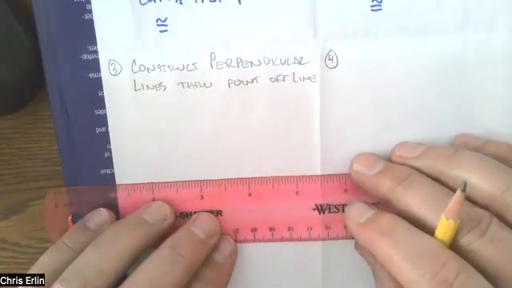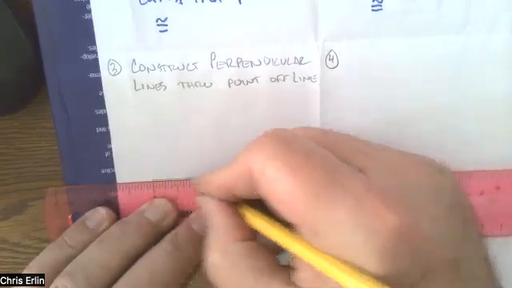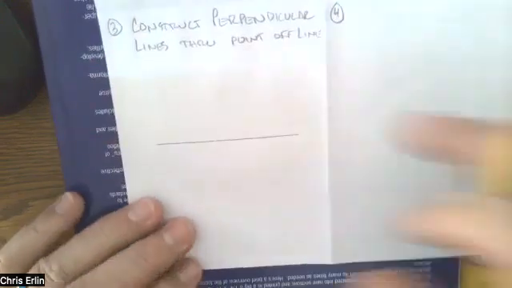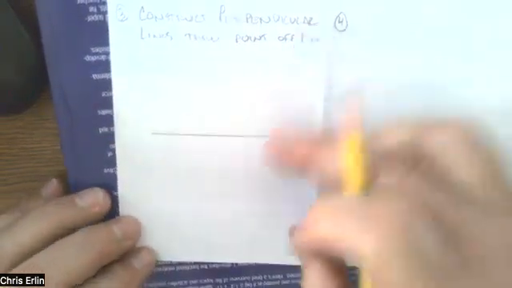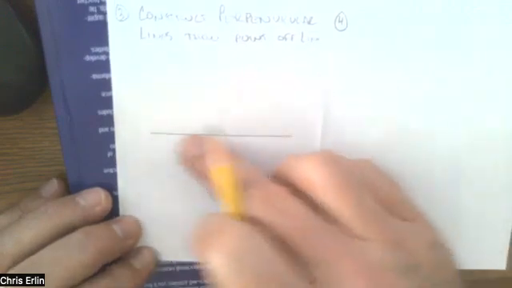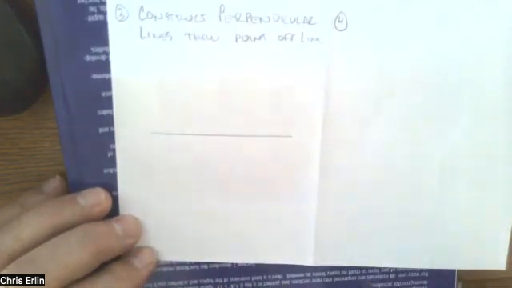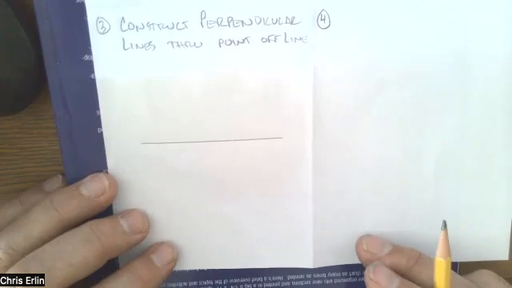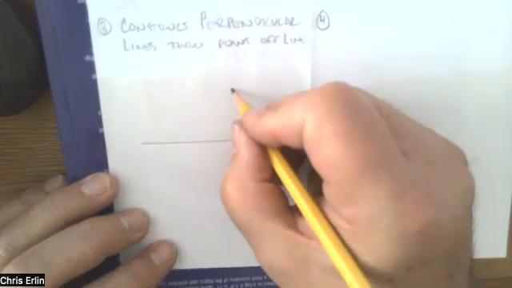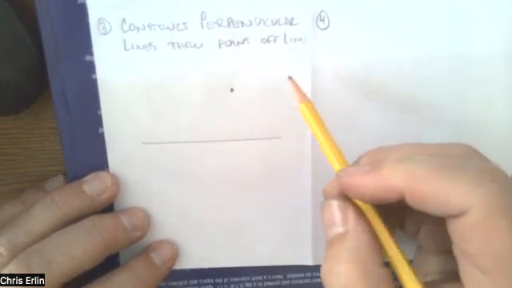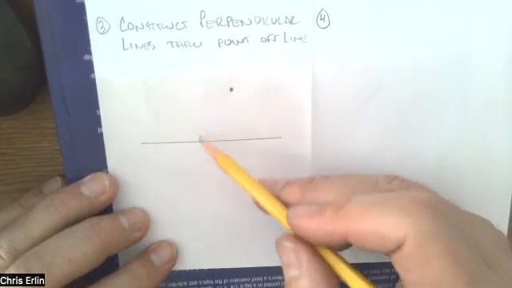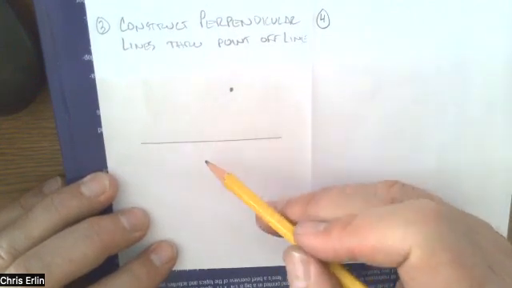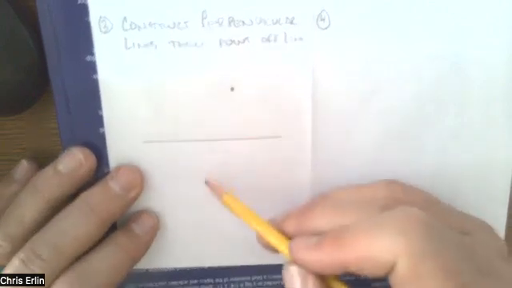So let's begin by giving ourselves a line. And I suggest you make it kind of in the middle of your box. Don't make it way near the bottom or way near the top. Put it about in the middle of the open space. And then let's give ourselves a point that's not in the middle.